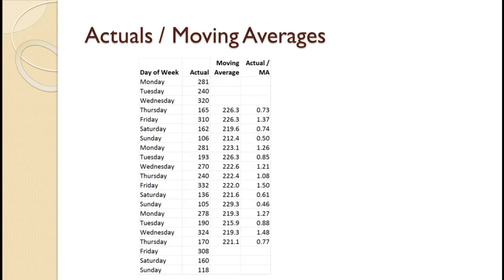Now that we have all the moving averages, the next step is to take each matched pair of actual and moving averages and divide the actual by its moving average. 165 divided by 226.3 equals 0.73. 310 divided by 226.3 equals 1.37. 162 divided by 219.6 equals 0.74. 106 divided by 212.4 equals 0.50. 281 divided by 223.1 equals 1.26. The remaining ratios are computed the same way.